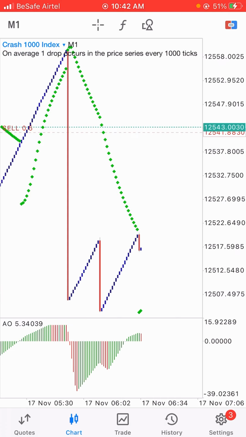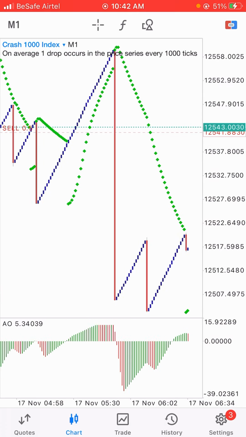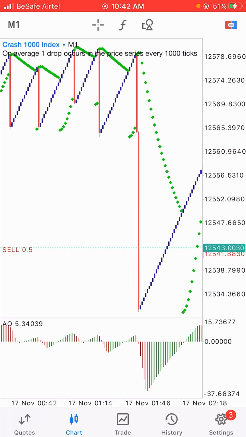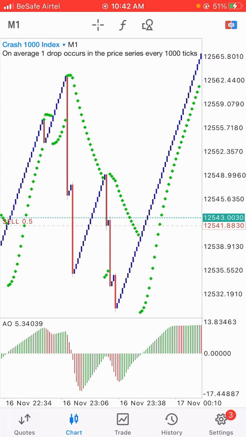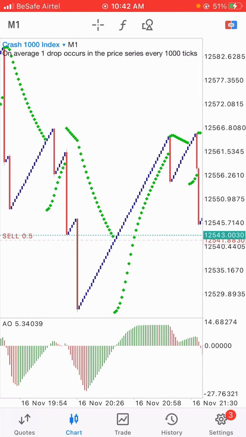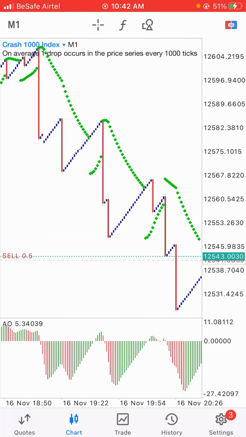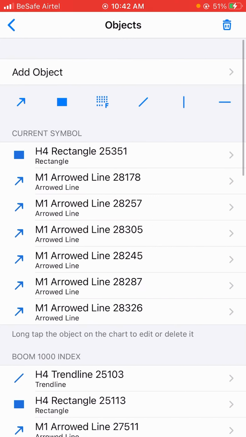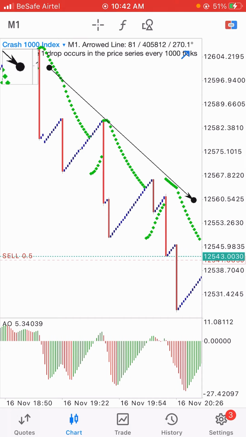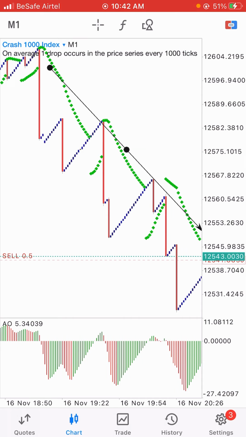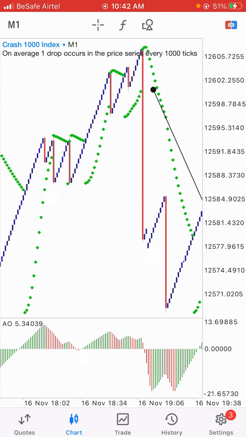While in Crash, price needs to be in a downtrend for you to be able to catch spikes. You need to be able to identify that price is in a downtrend. You can see this is a downtrend. You need to be able to identify this.